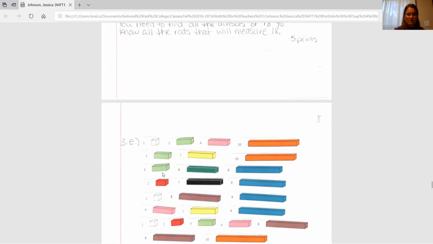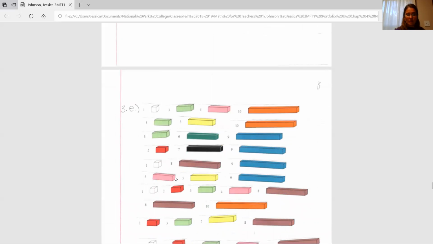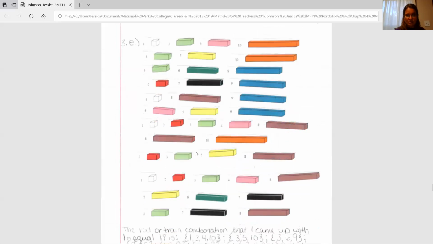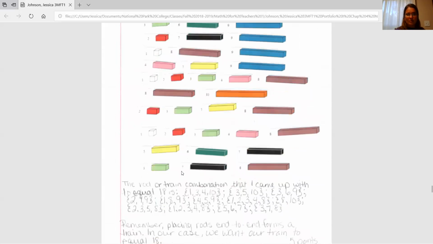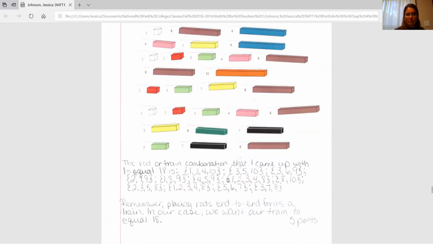And part E says show all the lengths of all rods or trains which can measure the 18 train. And remember, a train is whenever you place rods end to end. And here are the combinations that I came up with that would equal 18: 1, 3, 4, and 10; 4, 5, and 9; 1, 2, 3, 4, and 8; 8 and 10 equal 18. These are rods that you can place end to end to form an 18 train.